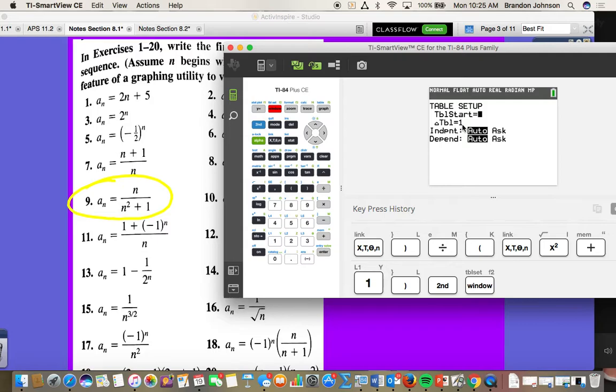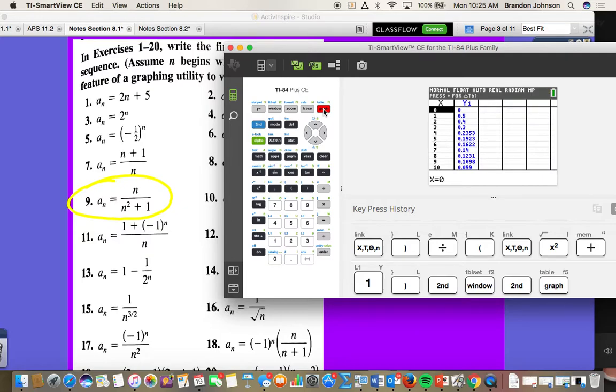Make sure that is 1. Okay? Make sure that is 1. All right, so now what we can do is go to your table, by going to second graph, and once you plugged in those two numbers, you're going to see that the first, number 1, is the first term, right? And you'll see that it's 0.5, the second term being 0.4, third 0.3, and so on and so forth. You can plug those in and get that out there.